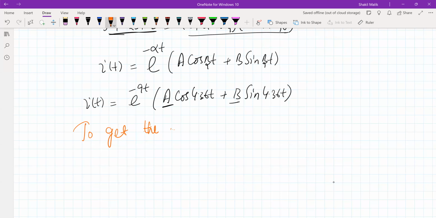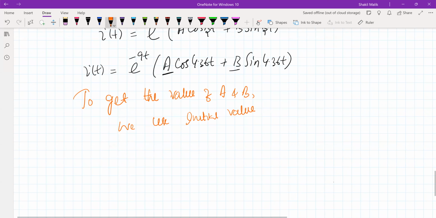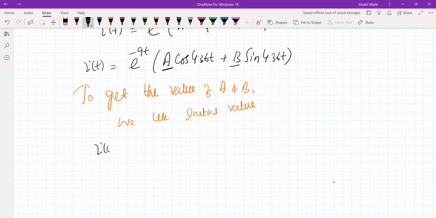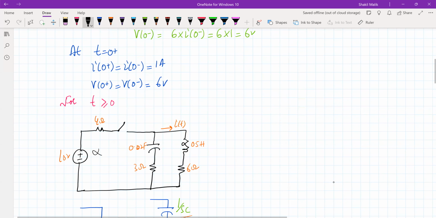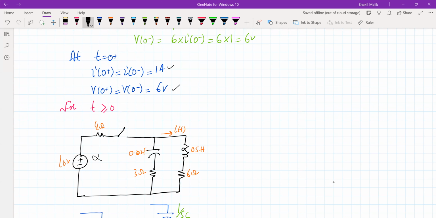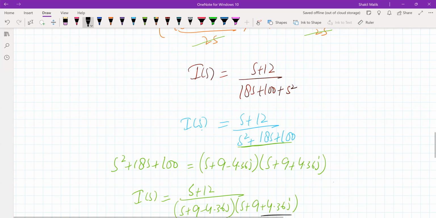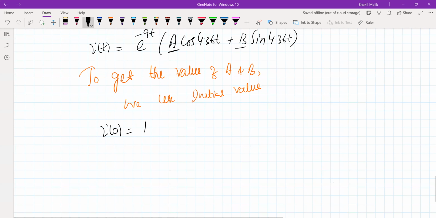To get the value of A and B, we use initial conditions. We use initial values of the voltage and currents. Now, we know the value of I of 0. What's the value of I of 0? It's equal to 1. We already found that from this here. Right? I of 0 is 1 here. That's what we will use here to find the value of this. Okay. So I of 0 is equal to 1.